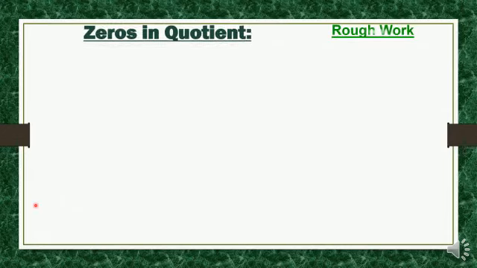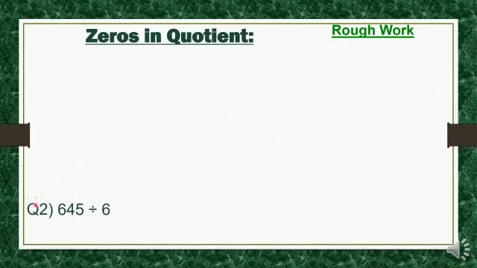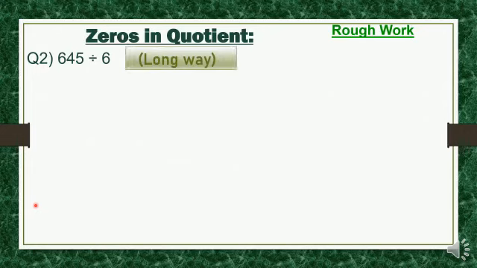Dear students, let's practice some more questions of zeros in the quotient. The question given here is 645 to be divided by 6. So let's do this the long way, showing all the steps in detail. We have 645, which is the dividend, inside, and 6, the divisor, outside.